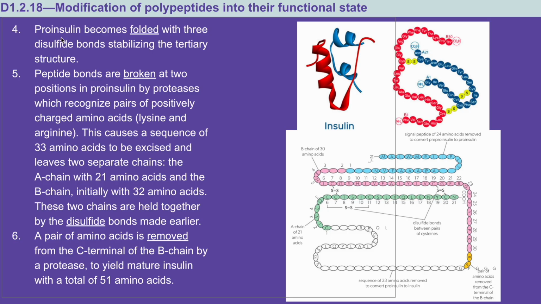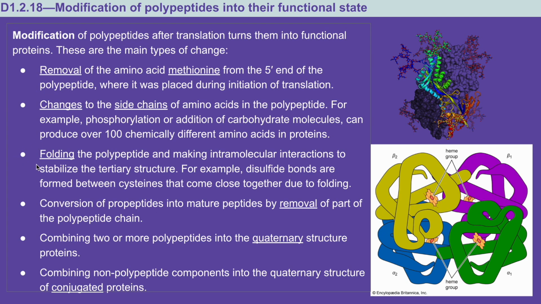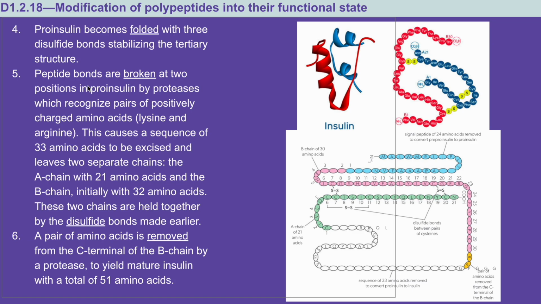Next, proinsulin becomes folded with 3 disulfide bonds stabilizing the tertiary structure. Here is this bullet point, folding the polypeptide, making those intramolecular interactions to stabilize the tertiary structure. Next, peptide bonds are broken at 2 positions in this proinsulin we now have by proteases, which are enzymes that recognize pairs of positively charged amino acids, lysine and arginine specifically, but again, don't memorize this level of detail.